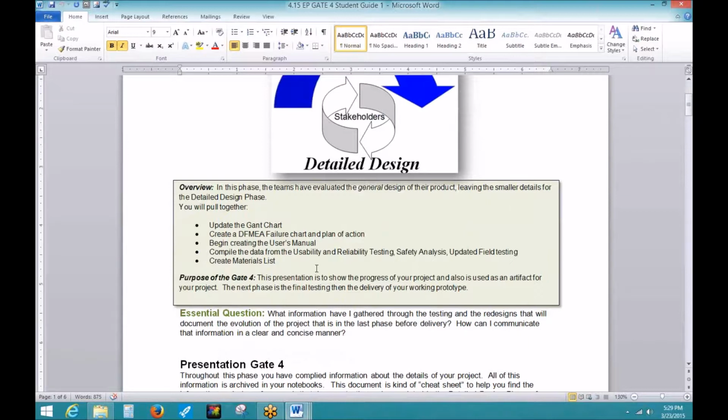And this is really where you're getting into compiling all of the data for all of your testing. And Daniel, here's where you get into your updated field testing. You'll go back into taking whatever your prototype is that you've developed, going back into the field or wherever it's going to be used, and letting the stakeholder use it.